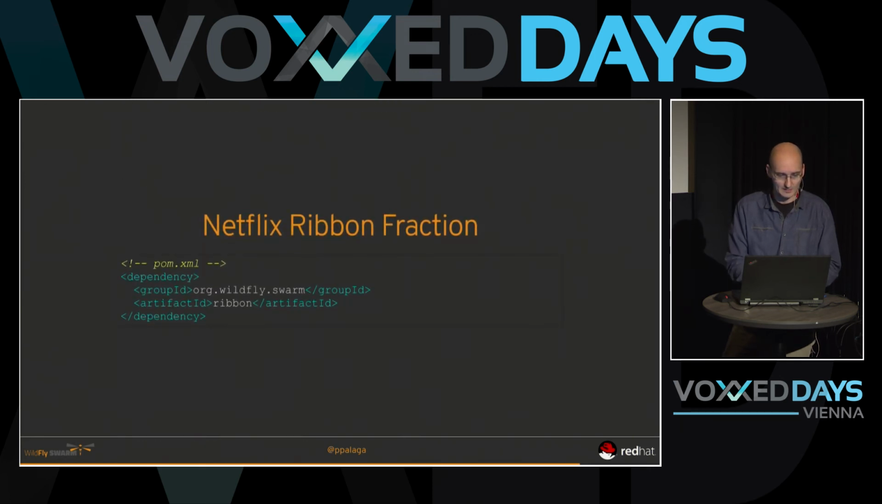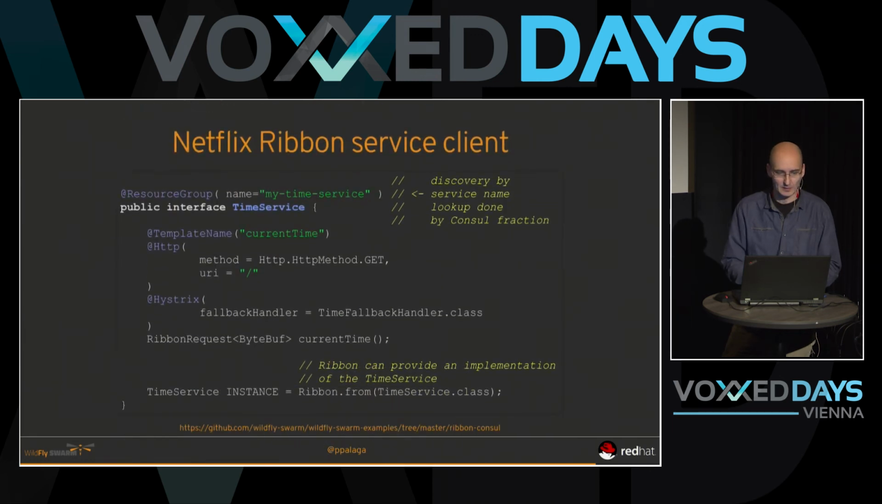To use Netflix Ribbon, you add the usual Ribbon fraction to your POM, and to create a proxy or an ad hoc client that communicates through all the complicated Ribbon logic, you create an interface with a ResourceGroup annotation that references the name under which you have registered your microservice, and the lookup is done by the Consul fraction under the hood. At the bottom, you can see how to instantiate that. You can do it via Ribbon, and it creates an instance of your interface dynamically.